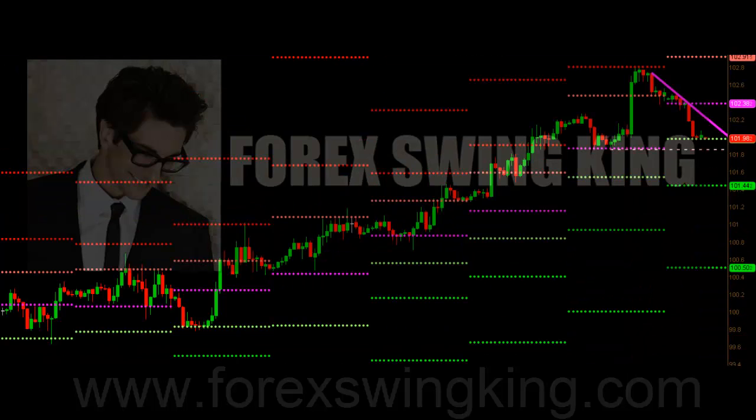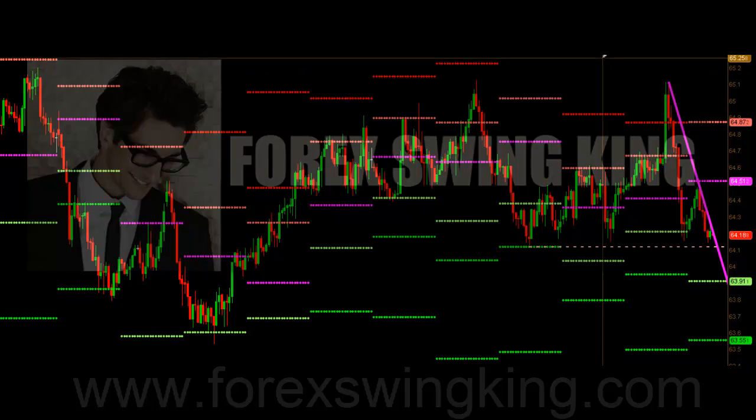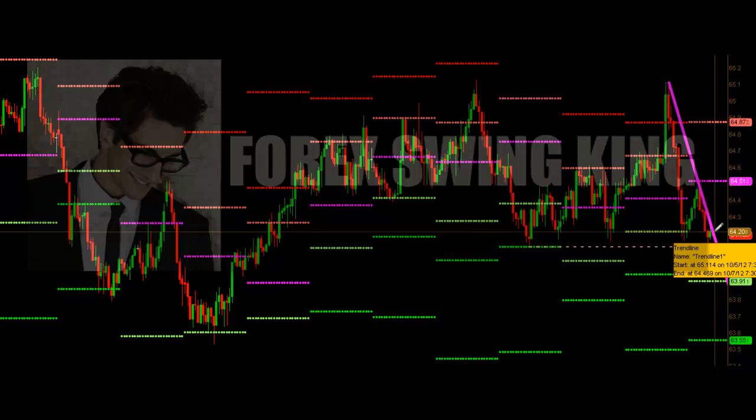Euro JPY, again, want to see this test of the 101.84, preferably clearing out the stops, meaning going below and then breaking up through that diagonal resistance. NZD JPY, looking at a retest of the 64.12 and then looking for a break of the diagonal resistance and taking it to the upside.